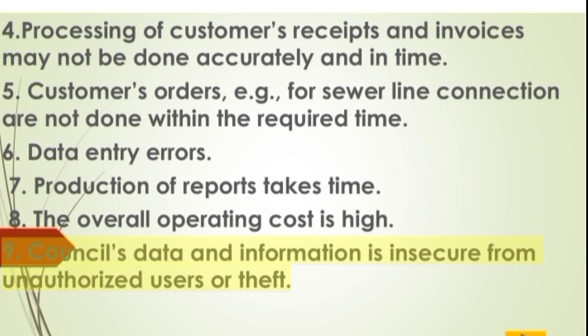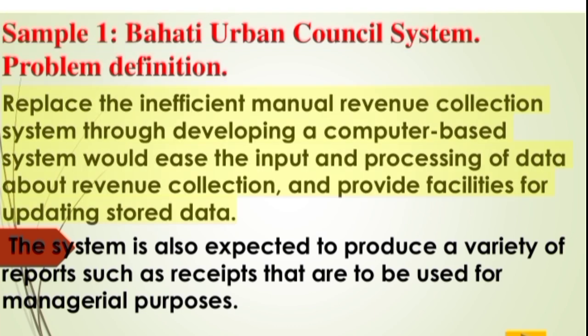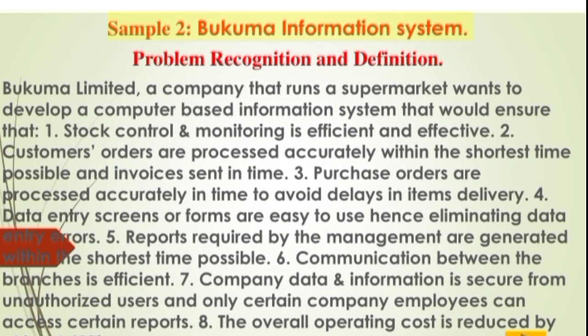Council's data and information is insecure from unauthorized users or theft. Sample 1. Bahati Urban Council System. Problem definition. Replace the inefficient manual revenue collection system through developing a computer-based system that would ease the input and processing of data about revenue collection, and provide facilities for updating stored data. The system is also expected to produce a variety of reports such as receipts that are to be used for managerial purposes.